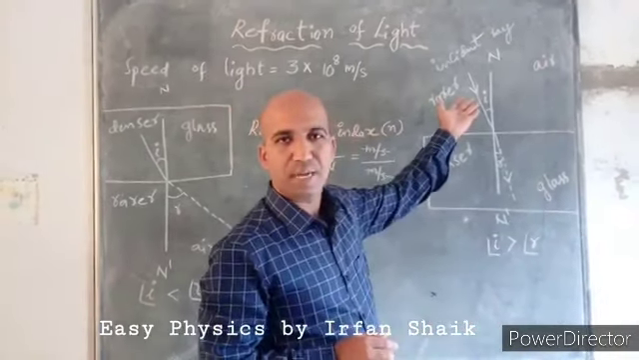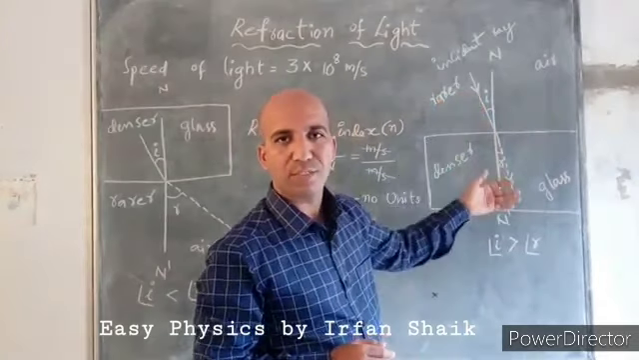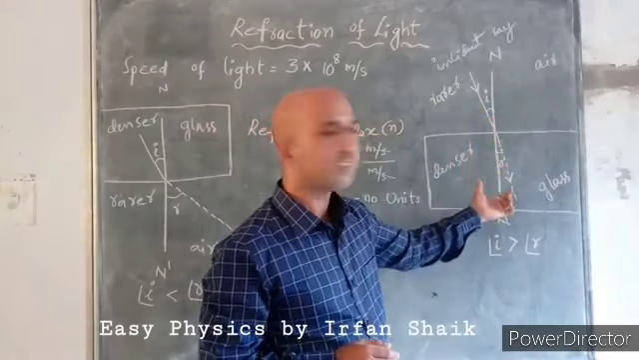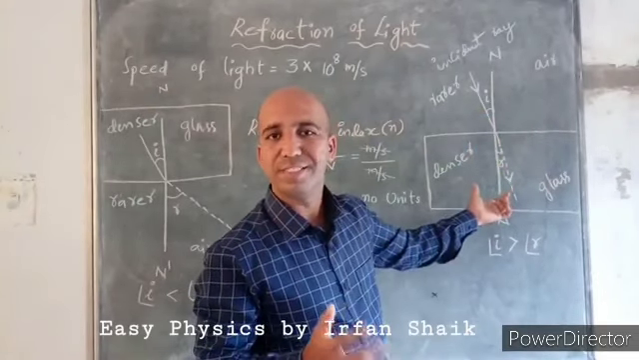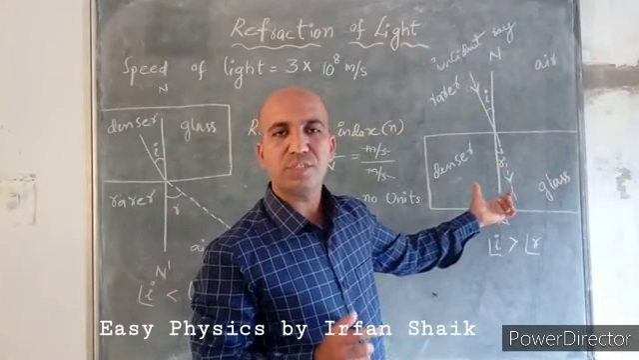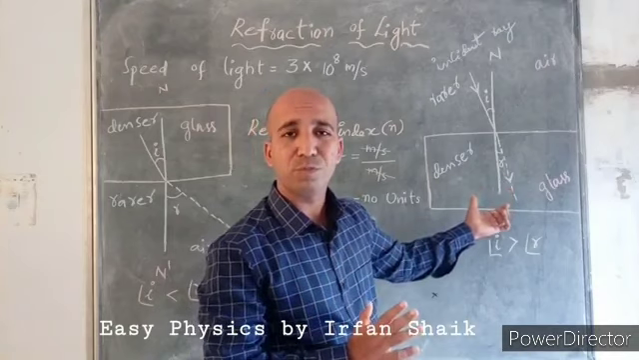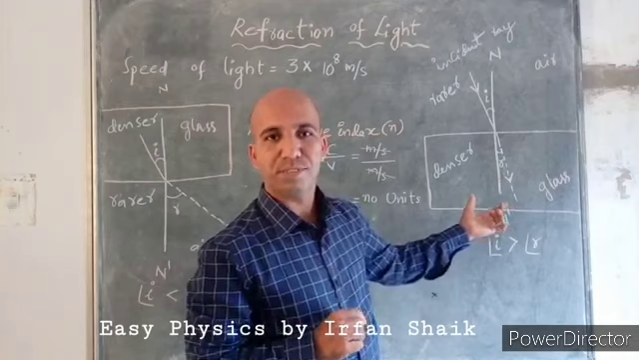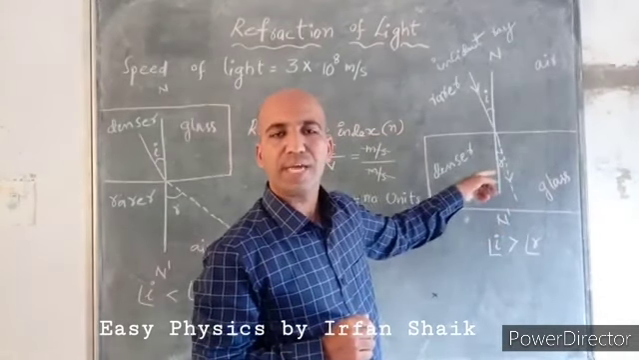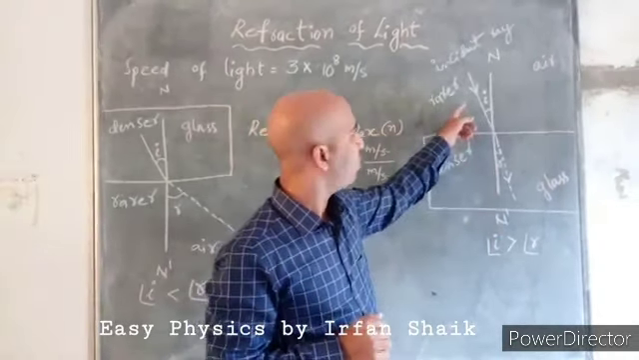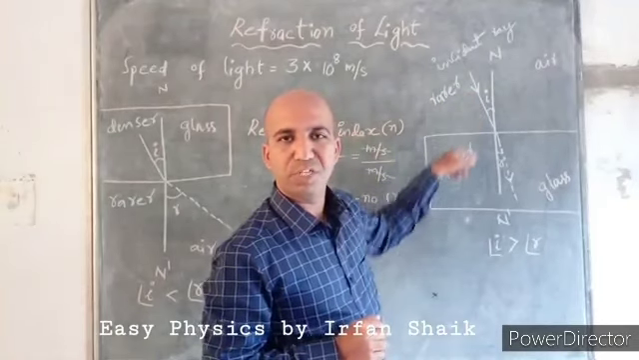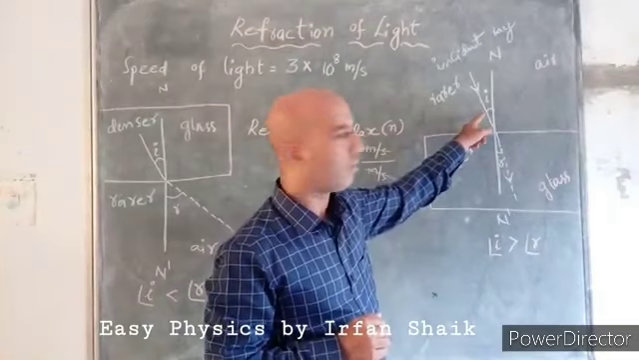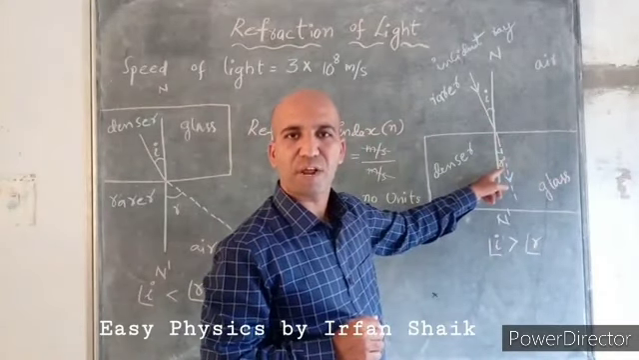So in this case, the light ray is traveling from air to glass. So this air is called as a rarer medium and this glass is called as a denser medium. That means when a light ray is traveling from rarer medium to denser medium, what happens? How the light ray bends? So if you observe this diagram carefully, when the light ray is traveling from rarer medium to denser medium, the angle of incidence is greater than angle of refraction.